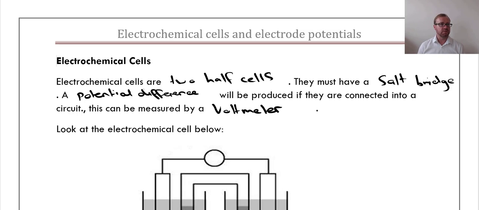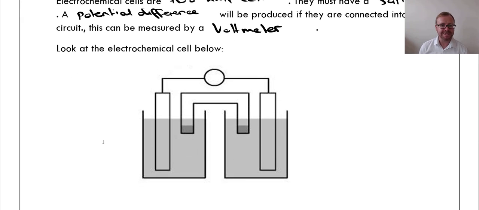If we go down here, this is an example of an electrochemical cell. This one on this side is a half cell, and this one is a half cell as well. Because we have a potential difference, it will produce an electrochemical cell, and we can measure it with a voltmeter.